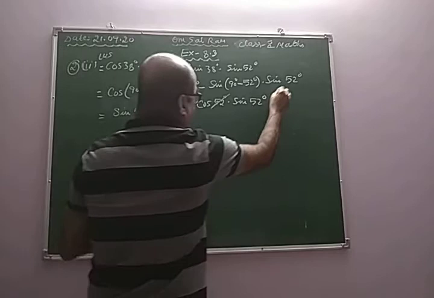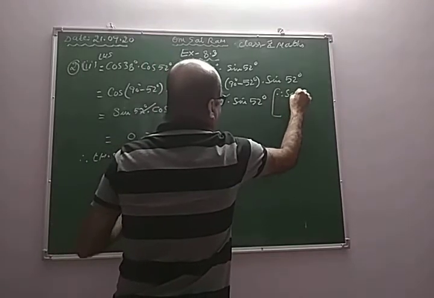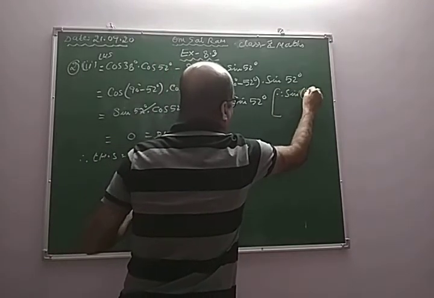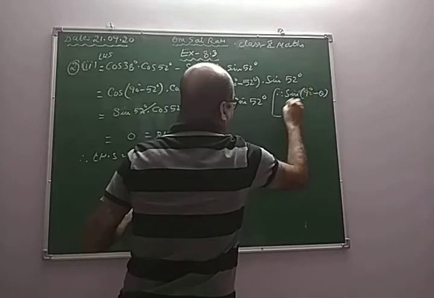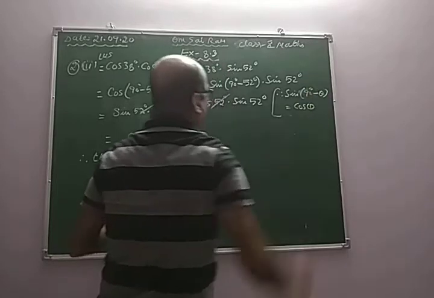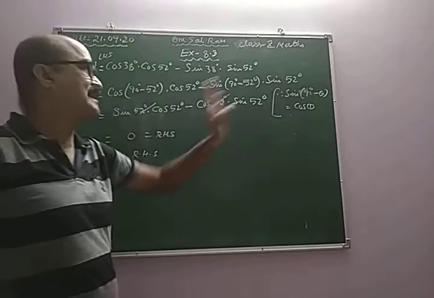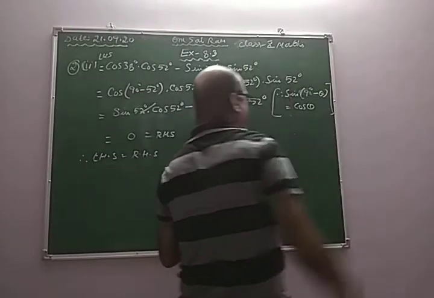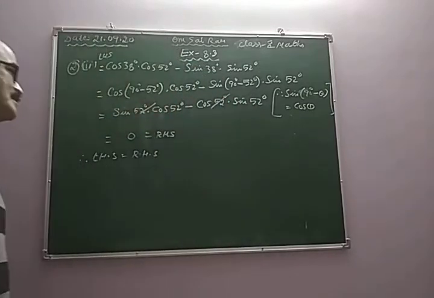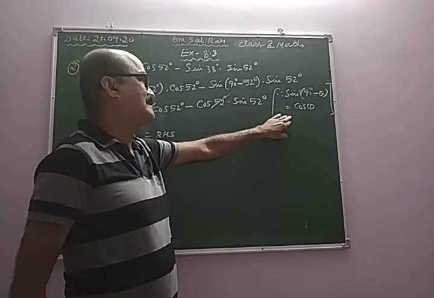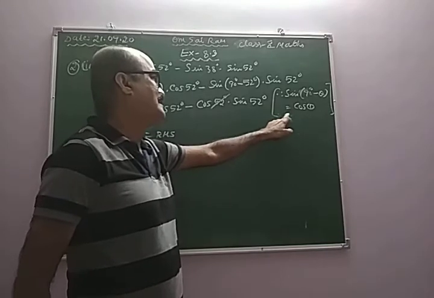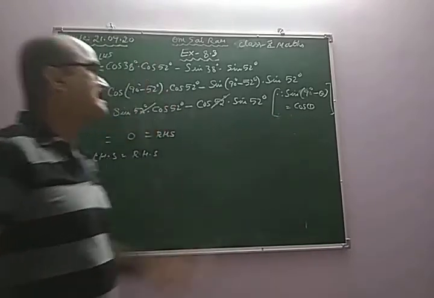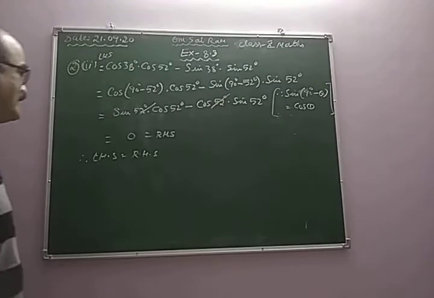And here you can also write, since we know that sin 90 degree minus theta is equal to cos theta, or cos 90 minus theta is equal to sin theta, you can write there which formula you have applied. That will be an added advantage, meaning the examiner will easily know that the student knows the formula, right? Please note down.